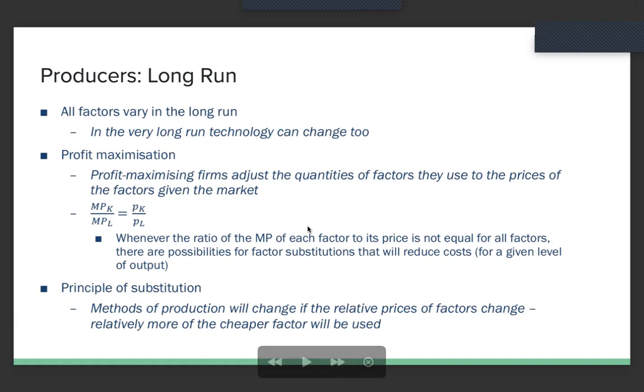So the same logic when we talked about customers, but now from the viewpoint of the producers, and instead of goods, we have the two input factors.